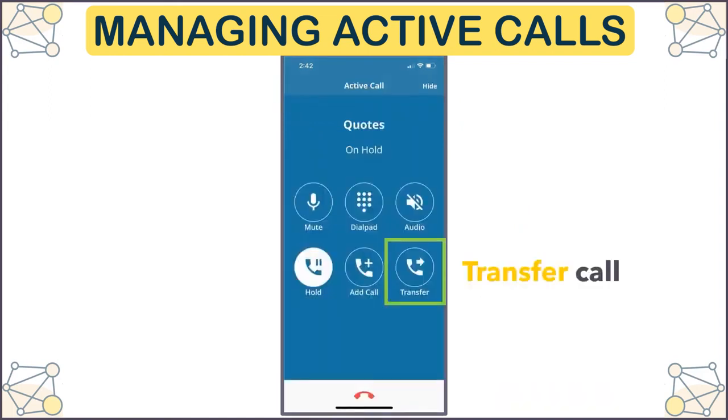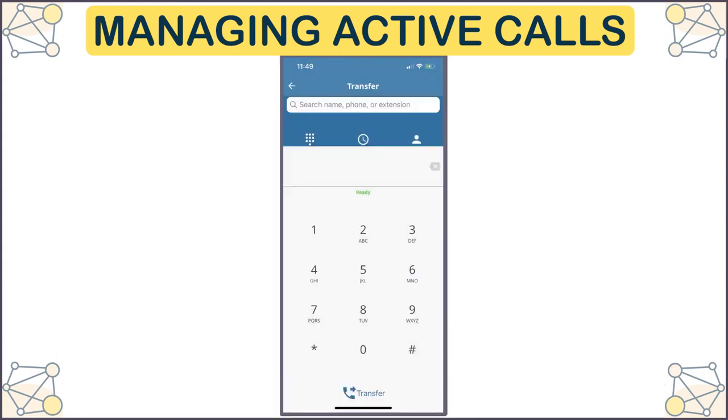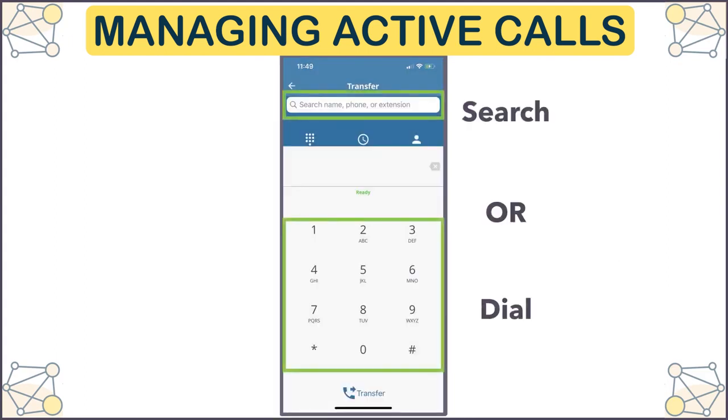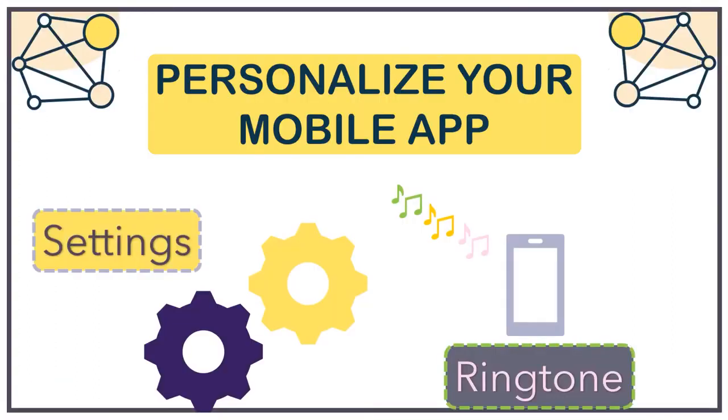To transfer a call to another line internally, tap Transfer. You'll again be taken to the dial pad where you can search or dial the person you would like to transfer the call to. For faster transfer, dial the extension directly. Then tap Transfer Call. The last part of our training today is personalizing your mobile app.